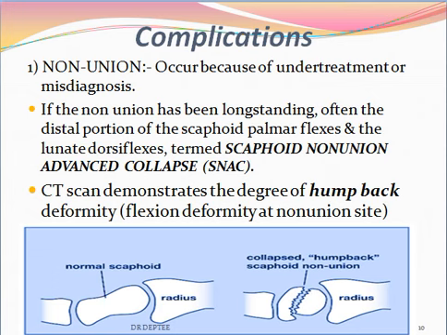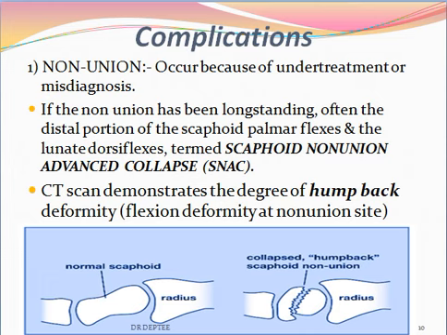There are complications of the scaphoid fracture. The first one is non-union. It occurs mainly because of undertreatment or misdiagnosis. If the non-union has been long-standing and not treated properly, often the distal portion of the scaphoid palmar flexes and the lunate gets dorsiflexed.